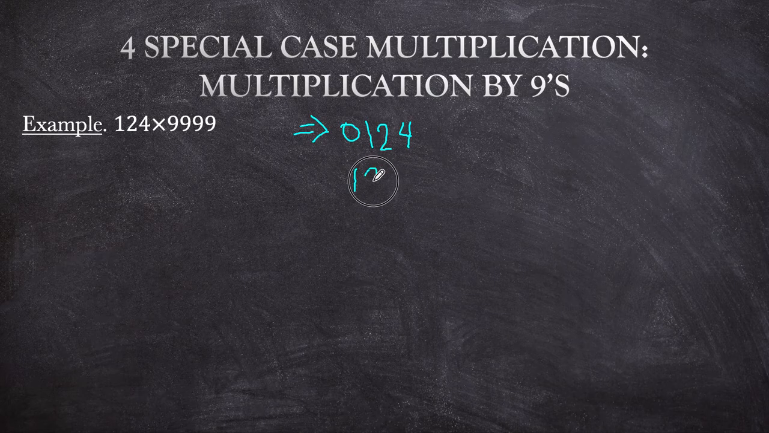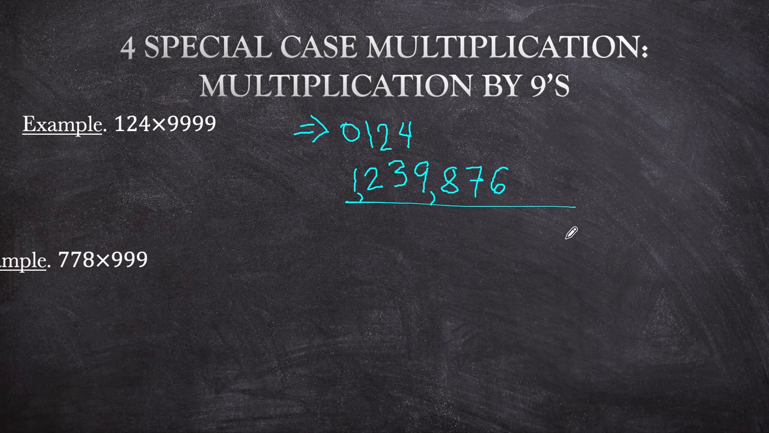This becomes 1, 2, 3. And then all from 9 and the last from 10, we start with 0. So we have 9, 8, 7, last from 10, 6. So what we have is 1, 2, 3, 9, 8, 7, 6, or 1,239,876.